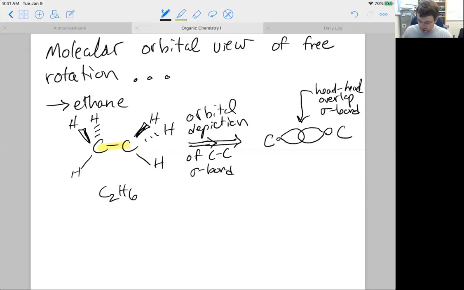Okay, if you notice, what we could do is I'm just going to redraw this down here, and I'm going to include the hydrogen atoms. Set a wedge.